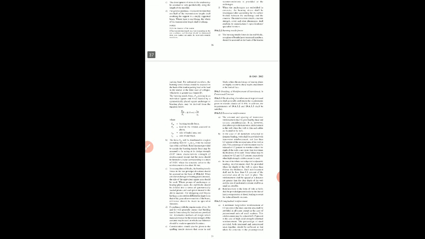We'll go to page number 27, jacking load. For unbonded members, the bursting tensile forces should be assessed on the basis of tendon jacking load or load in the tendon at the limit state of collapse, whichever is greater. They have stated to use Annexure D for this clause. The bursting tensile force FBT existing in an individual square end block loaded by a symmetrically placed square anchorage or bearing plate may be derived from the equation below. So they have stated one equation and we are going to use this equation also.